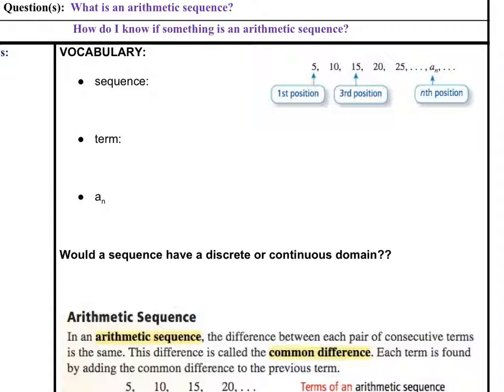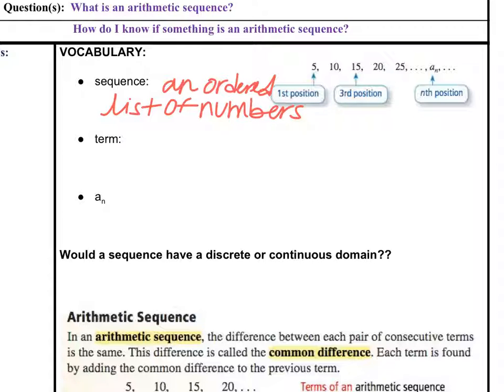Okay, a sequence is literally just an ordered list of numbers. You put a bunch of numbers in a line, put commas between them, and voila, you have a sequence. So here is an example of an arithmetic sequence: 5, 10, 15, 20, 25, and you can keep going as much as you want.